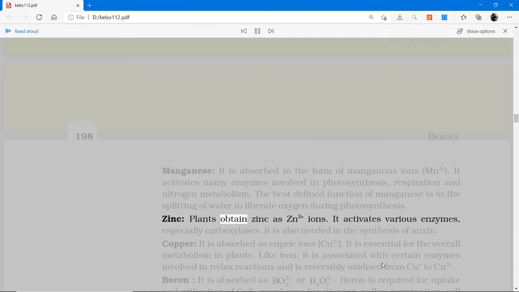Zinc: plants obtain zinc as Zn2+ ions. It activates various enzymes, especially carboxylases. It is also needed in the synthesis of auxin.